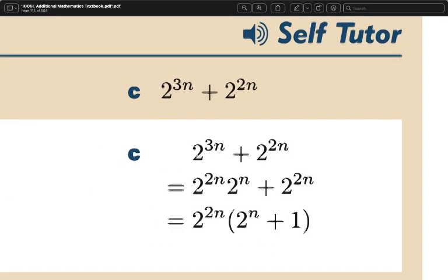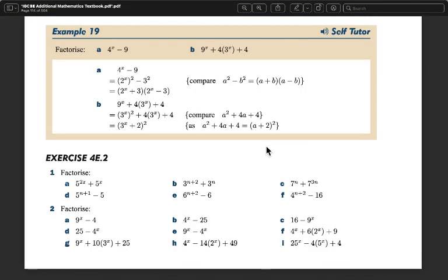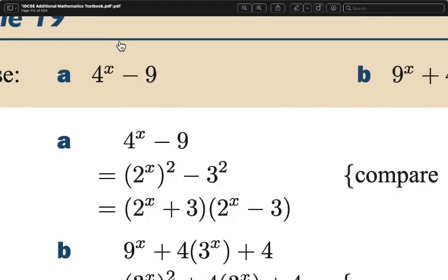Similar over here: 2 to the power of 3n plus 2 to the power of 2n. First of all, it's important to factorize, to identify the same terms. 2 to the power of 3n can be broken down into 2 to the power of 2n times 2 to the power of n, plus 2 to the power of 2n in the second term. As 2 to the power of 2n can be singled out, the final answer is 2 to the power of 2n times (2 to the power of n plus 1). And there are also two other ways of factorization.